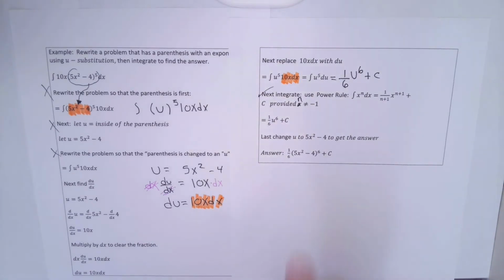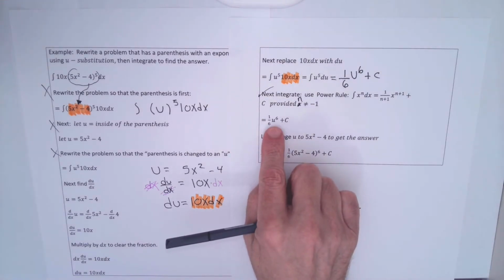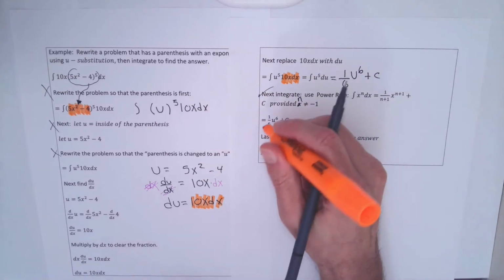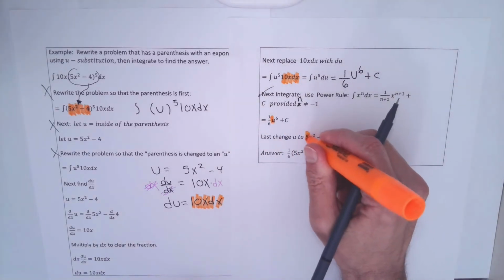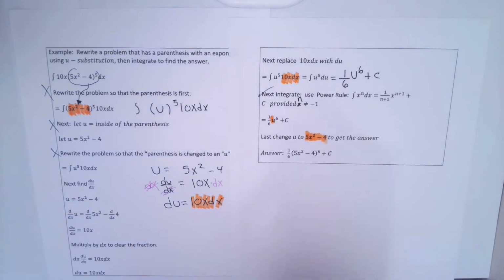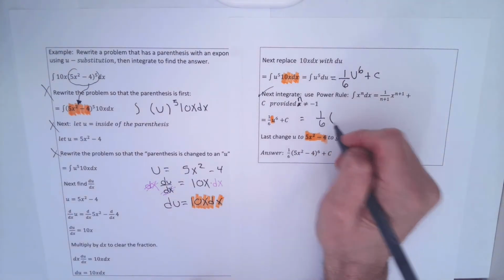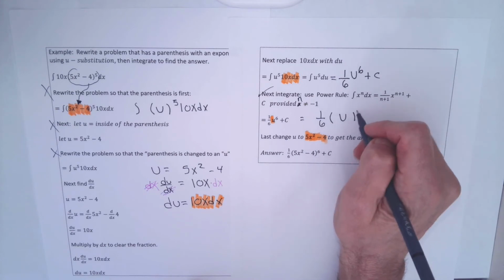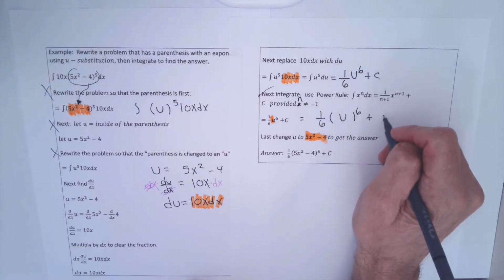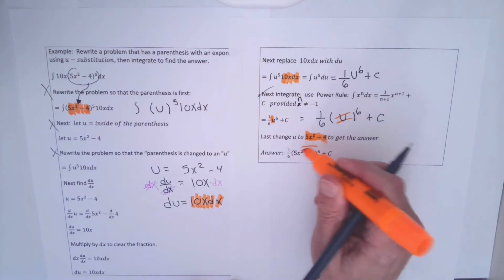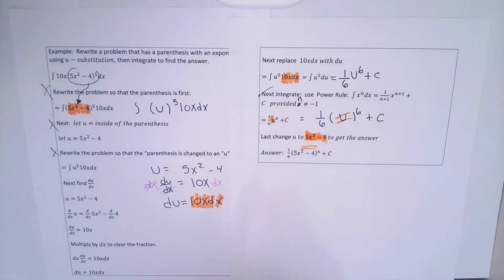Almost done. My original problem doesn't have u's in it. I've integrated using the power rule by doing some trickery to get the problem written so it was usable by the power rule. But this u, that's no good. What do I need to do? I need to change the u back to 5x squared minus 4, and I really need to think of it being in that parentheses. I need to think of this problem as the parentheses version of the u. And simply I take this u, write it as that 5x squared minus 4, and that's my answer.